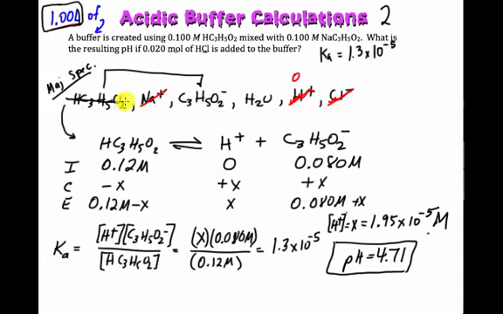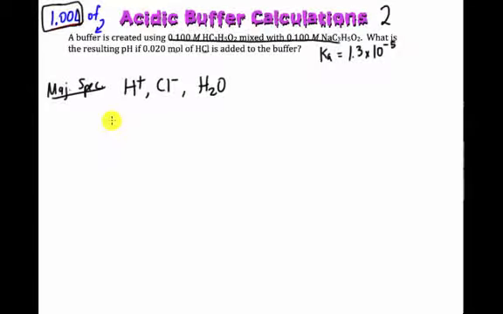One last thing I want to show you is what happens if I didn't have the buffer. What if I took out this portion here and all I had was just the strong acid? What if I don't have a buffer, but I just add 0.02 moles of hydrochloric acid to the water? I'm going to show you that real quick. Okay, so the major species that I have, if I drop out the buffer, are just the hydrogen ion, the chloride ion, and the water.